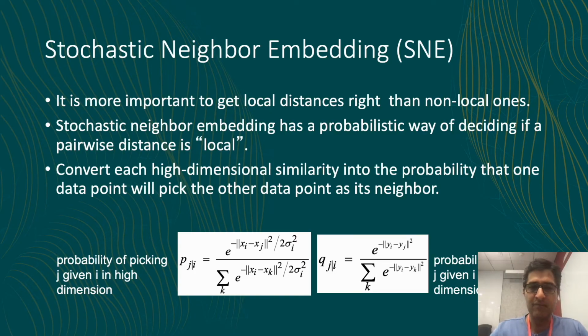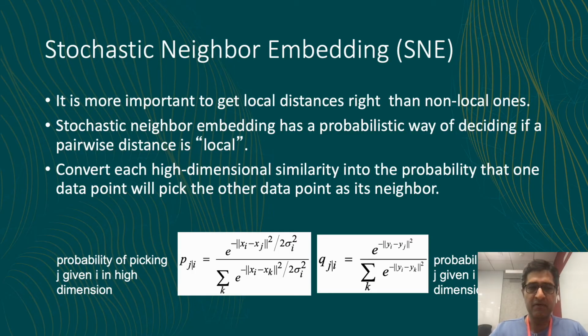Thereby sort of the term local distance. But the other way around should be okay. Like if a point is not so close in the high dimensional space, it is okay for it to be projected as a small distance in the low dimensional space.